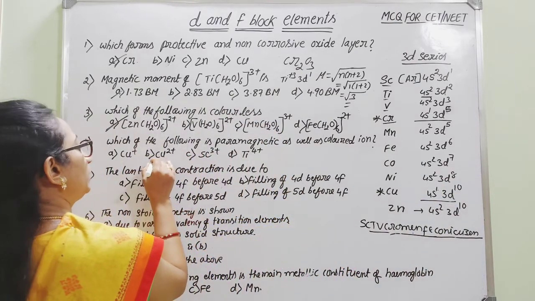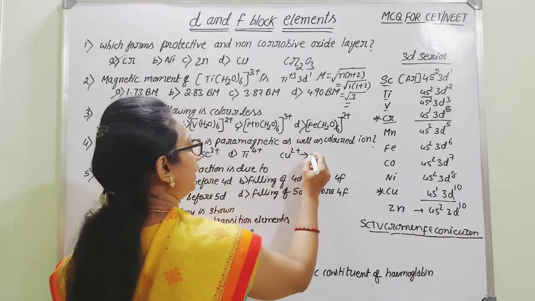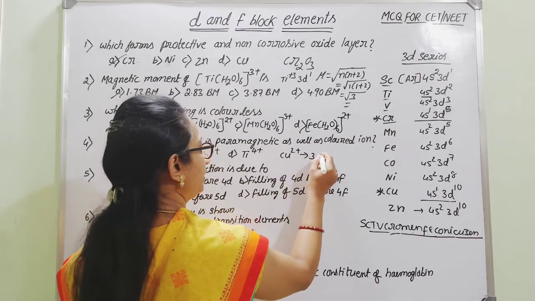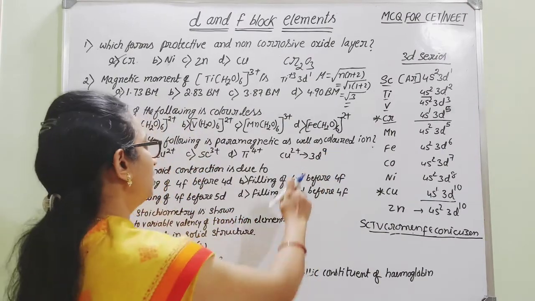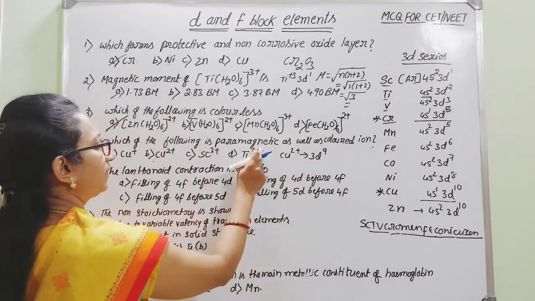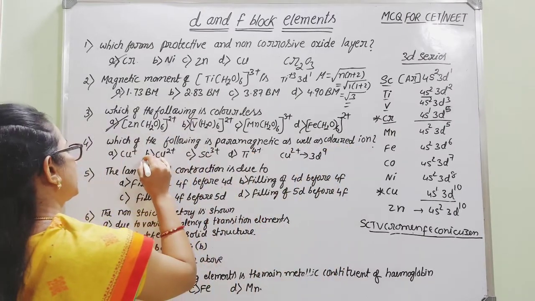For Cu +2 you will get 3d9. 3d9 means there will be presence of one unpaired electron. Therefore, it is paramagnetic in nature as well as it has color. Hence, the option is Cu2+.